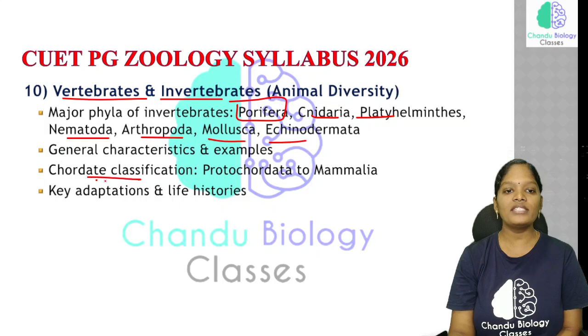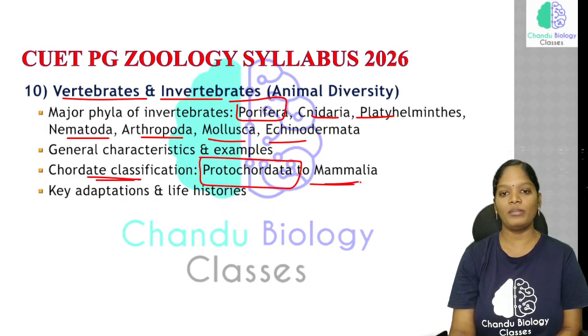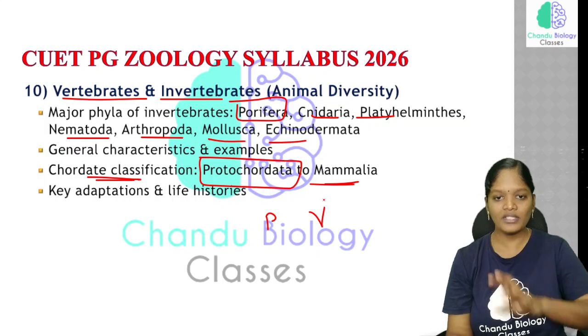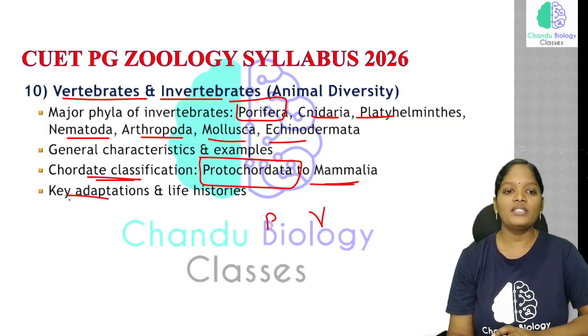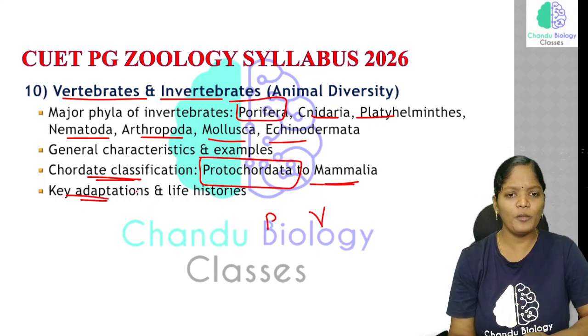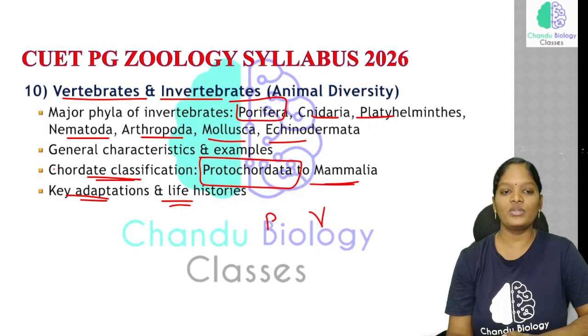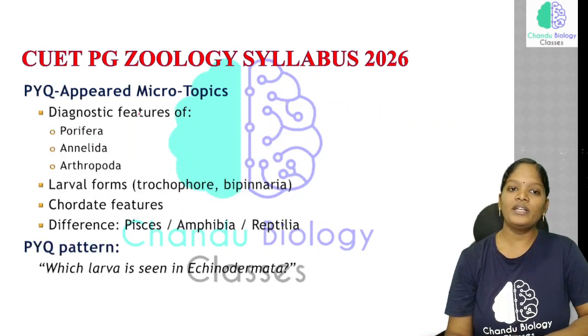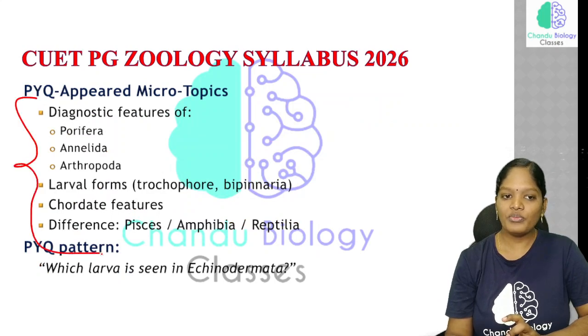And chordate classification. In the chordate classification, we have protochordata to mammalia. So we have to study what is protochordata and what is vertebrata. Key adaptations and life history. So these are all very important. These are all the questions we can expect.